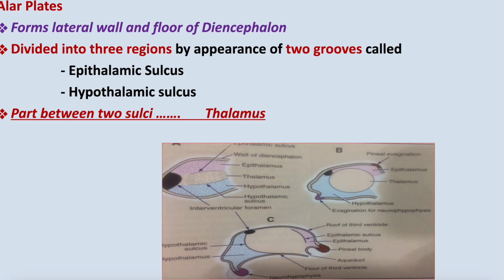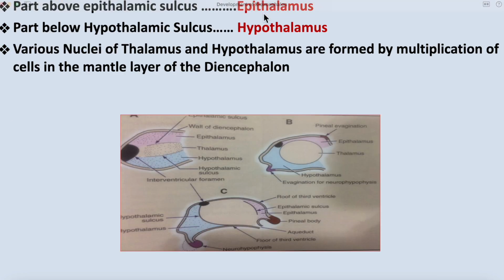Now if we come to the alar plate, it forms the lateral wall and floor of the diencephalon. It is divided into three regions by the appearance of two grooves, which we call sulci. So there is the epithalamic sulcus and the hypothalamic sulcus. Between the epithalamic and hypothalamic sulcus, the region is given the name thalamus, and above the epithalamic sulcus, the part is given the name epithalamus, and below the hypothalamic sulcus, the part is given the name hypothalamus. So these parts develop from the alar portion.